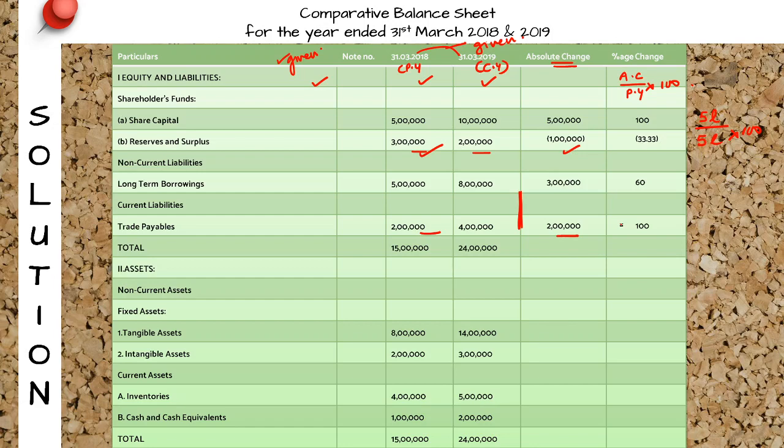For total, again, you don't have to find out the total like this. You will not find out the total, but again, you will apply the same thing. There is an increase in the value by 9 lakh. So 9 lakh by 15 lakh into 100, it gives you 60%. Similarly, you will do for all the assets. You will find out the absolute change and then the percentage change by applying the formula as absolute change upon previous year into 100. So by doing this, we are able to solve the question.